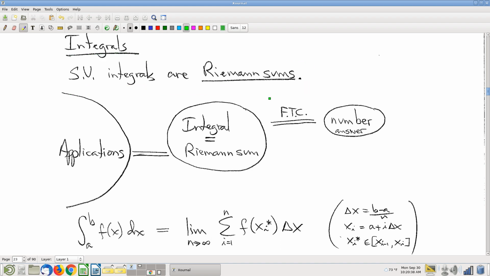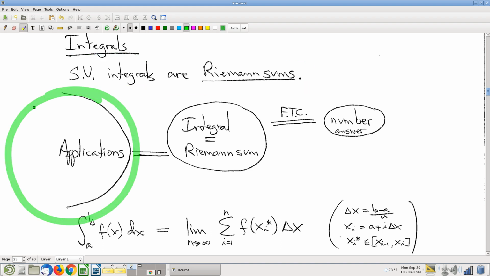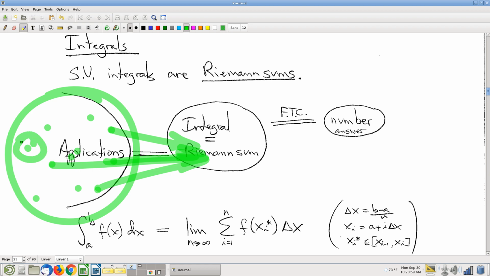And good thing that they are, because there's a tremendous number of applications, lots and lots of applications, which do not in any obvious way relate to area, right? But they're all Riemann sums in the sense that you can take whatever the problem is. Maybe you're computing the amount of work that it takes to push something along a certain distance where the force varies, right? So you can't just say force times distance.